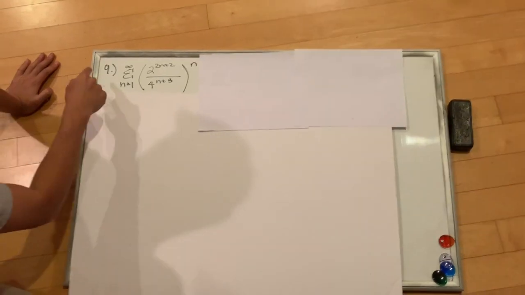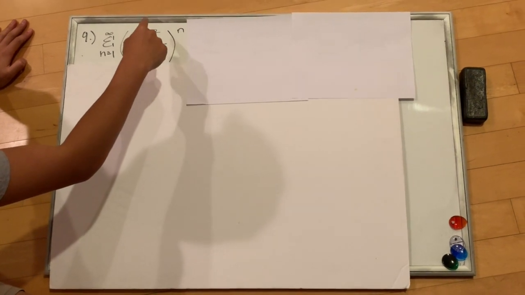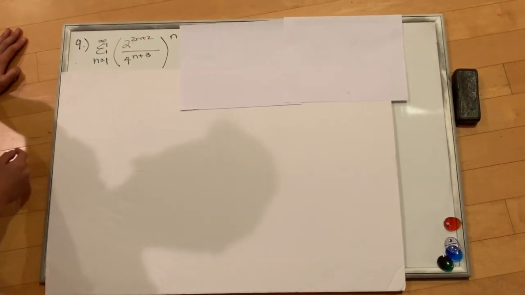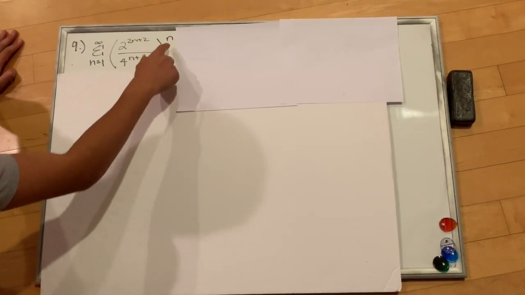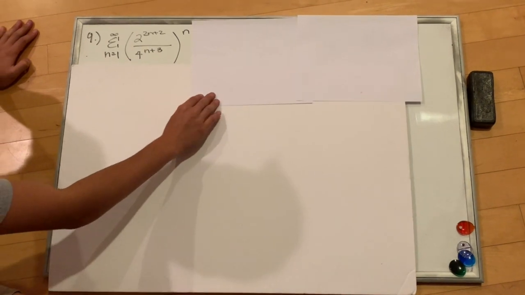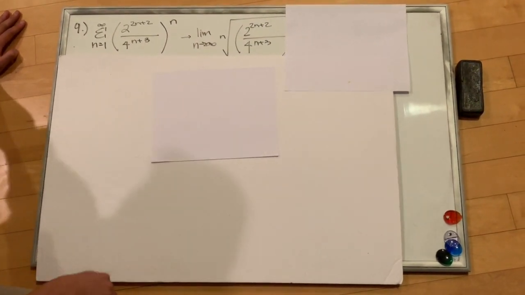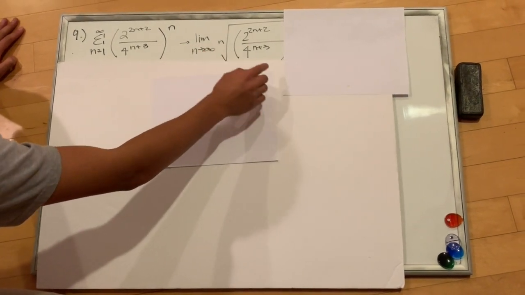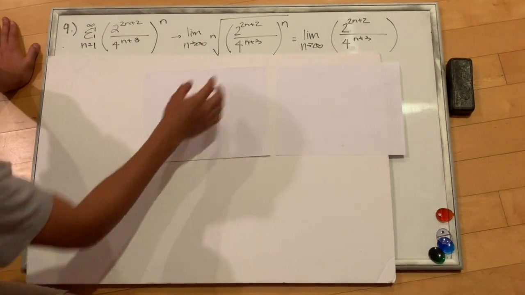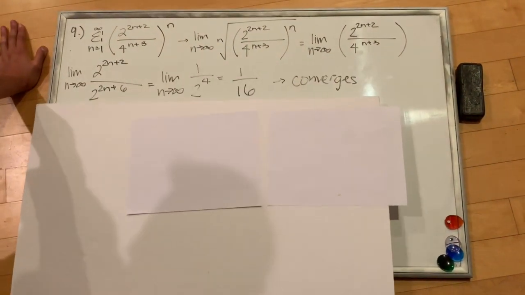So now we're doing number 9, which is the sum from 1 to infinity of (2 to the power of 2n plus 2 over 4 to the power of n plus 3), all to the power of n. When we see everything to the power of n, that should trigger something in our mind, telling us root test. So we're going to start applying the root test, where we make n approach infinity, and we take the nth root of the original equation. That gets rid of the n, and that gets us to that equation.